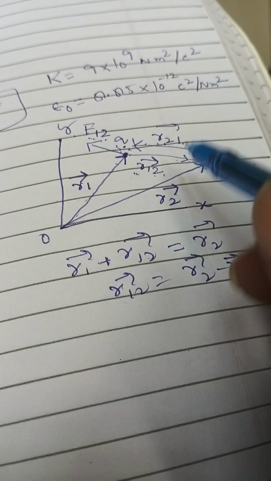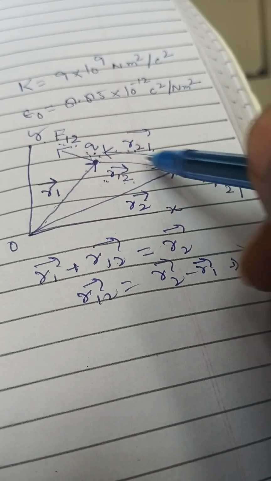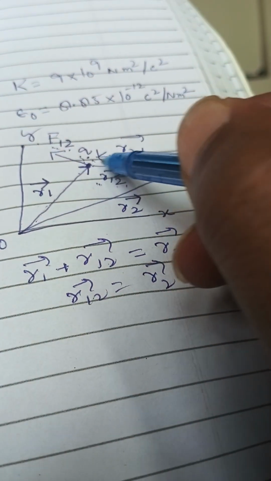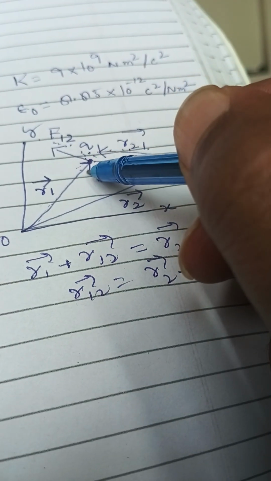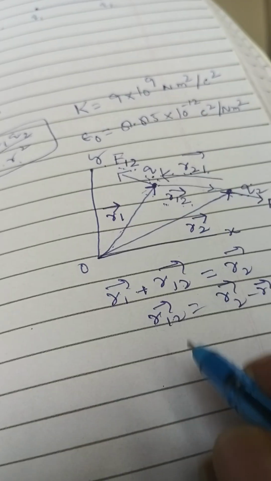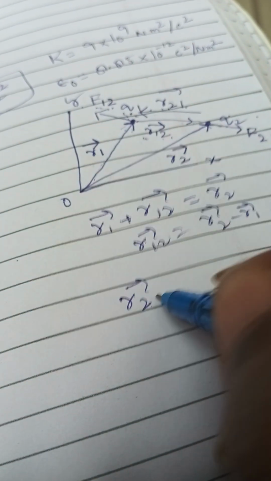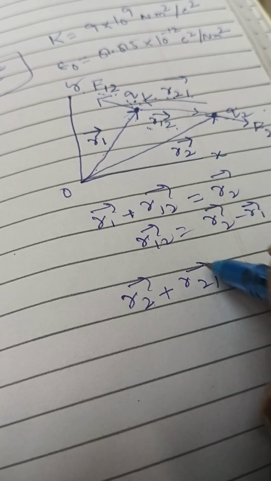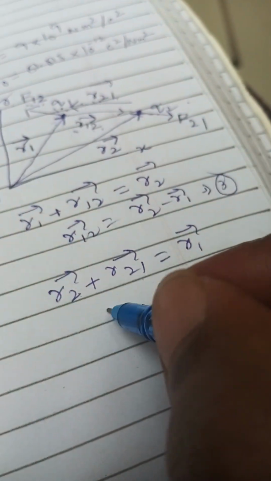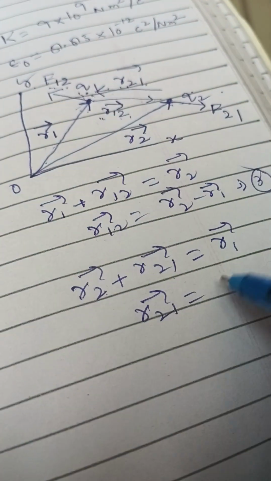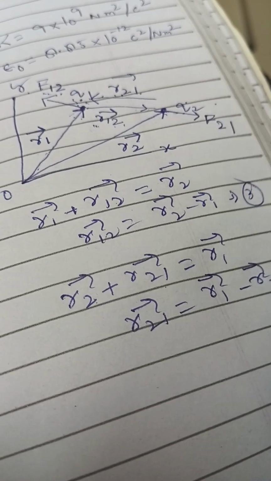Now again see, R2 vector and then in this direction R21 vector are taken in the same order, and R1 is taken in reverse order. So again by the triangle law, their resultant is R1: R2 vector plus R21 vector is R1 vector. So from here R21 vector is R1 vector minus R2 vector. This is equation 4.